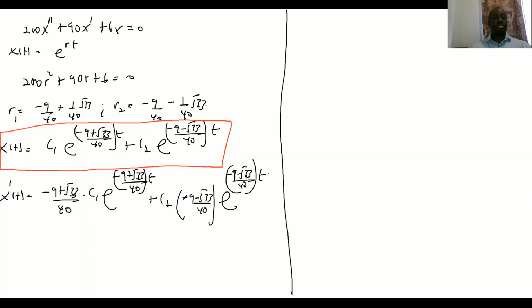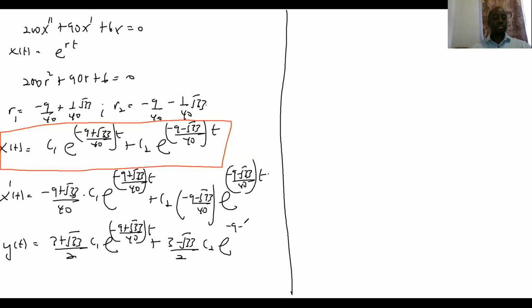And then if we substitute x prime and x back into my equation, I can find out that my y of t is 3 plus the square root of 33 over 2 C1 e to the minus 9 plus root of 33 over 40 t, plus 3 minus root 33 over 2 C2 e to the minus 9 minus root 33 over 40 t, and voila, this gives me my x of t and y of t.